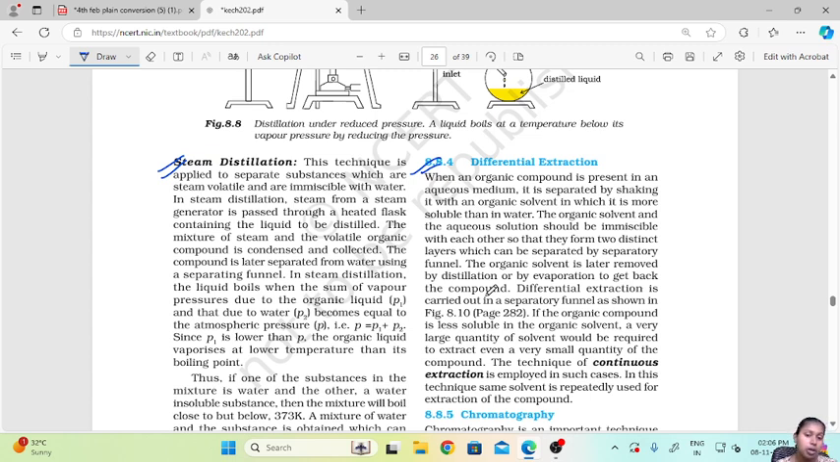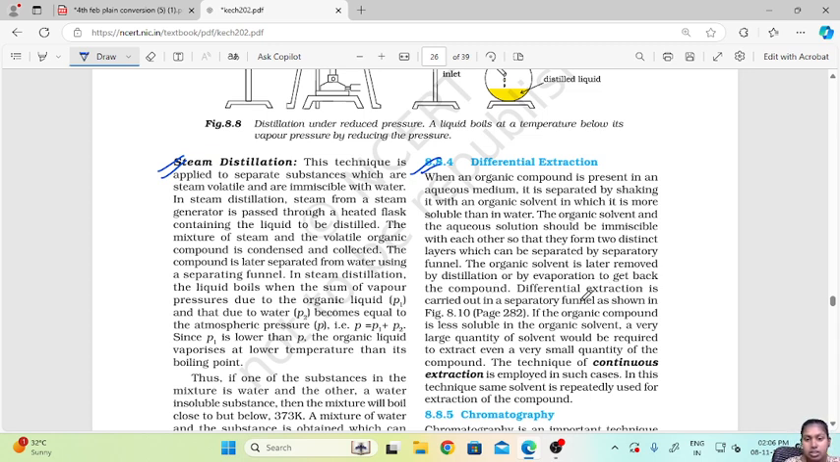But you have to choose the organic solvent in such a way that it does not mix with your water. There should be a clear distinction. So in that case, what will happen? Your compound will dissolve in your organic solvent and water will remain like that. Then you can use a separatory funnel to separate out the organic solution containing your compound. And once you treat that organic solution for distillation, you can get your pure compound.